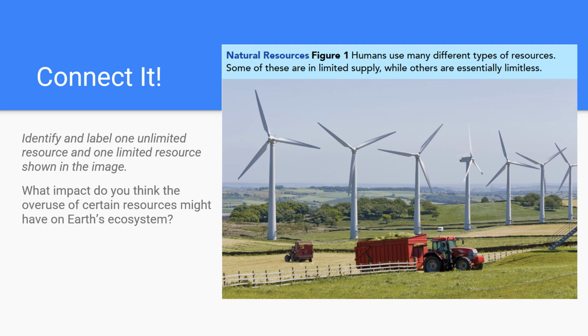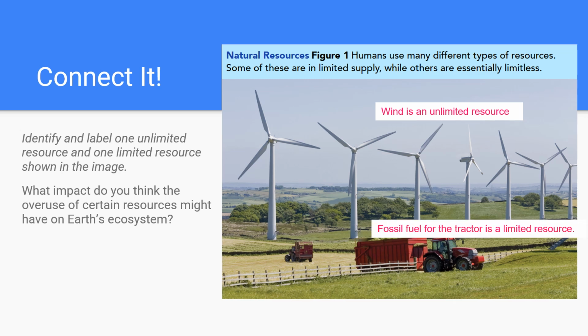So first we need to identify and label one unlimited resource and one limited resource shown in the image. So here we have natural resources, figure 1. Humans use many different types of resources. Some of them are limited supply, while others are essentially limitless. So wind is an unlimited resource, and fossil fuel for the tractor is a limited resource. What impact do you think the overuse of certain resources might have on Earth's ecosystem?